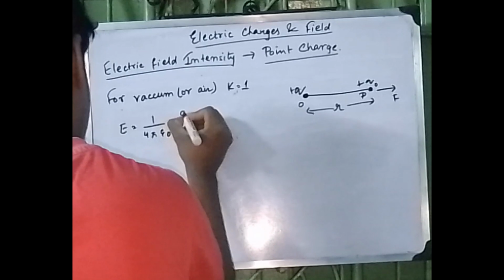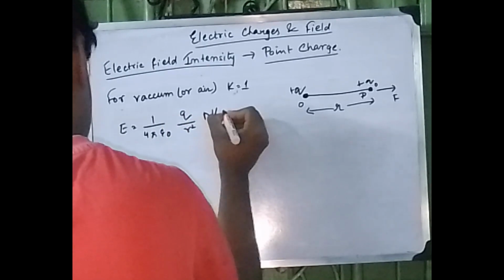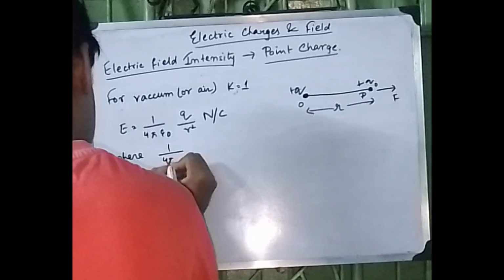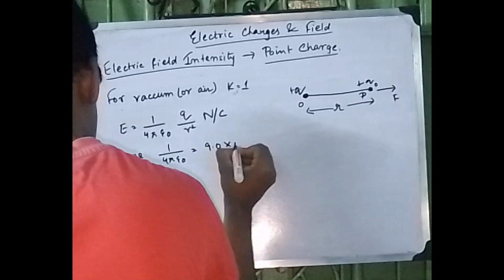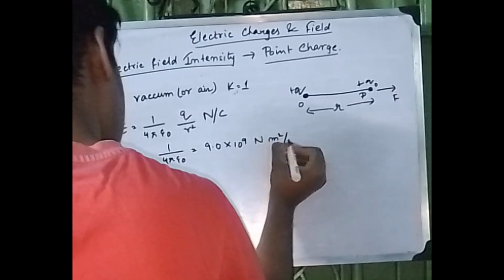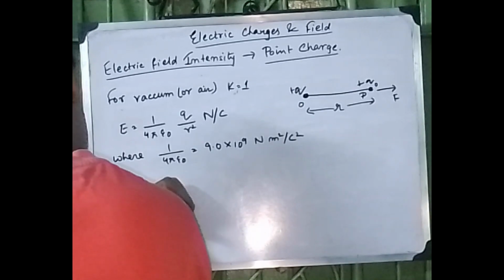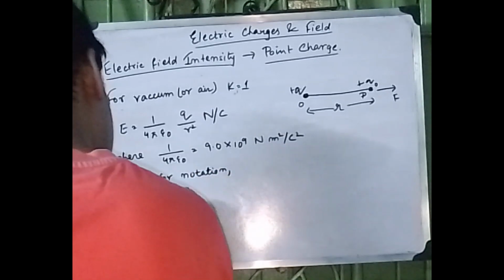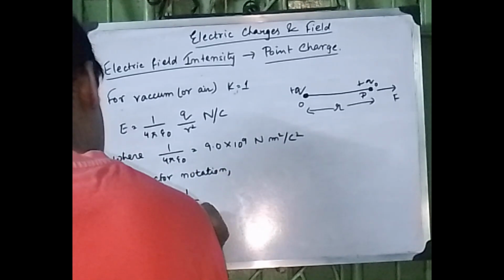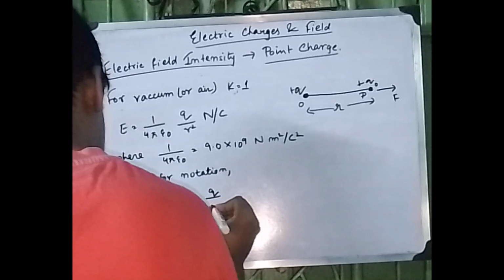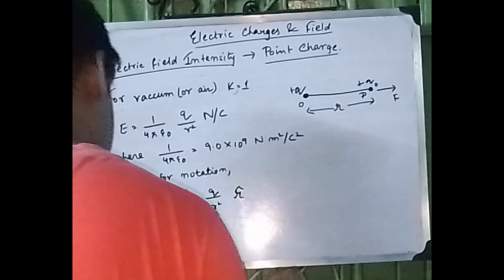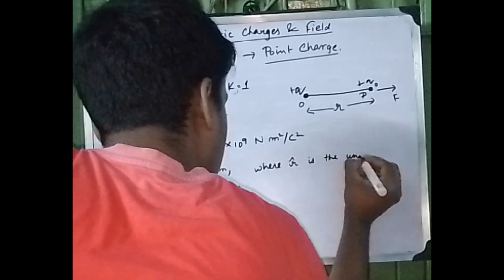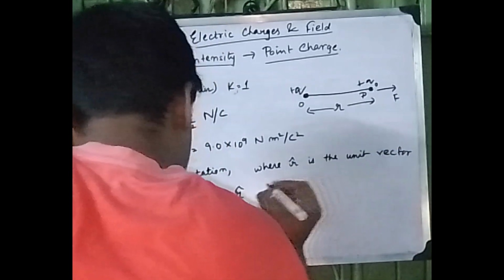Therefore, E will be 1 by 4 pi epsilon naught Q by r square newton per coulomb, where 1 by 4 pi epsilon naught equals 9.0 into 10 to the power of 9 newton meter square per coulomb square. In vector notation, we can write E vector equals 1 by 4 pi epsilon naught Q by r square unit vector r, where r is the unit vector pointing from the point charge towards the test charge.